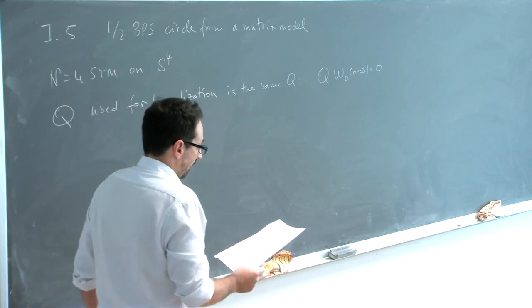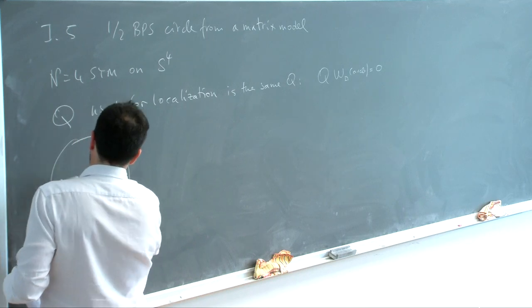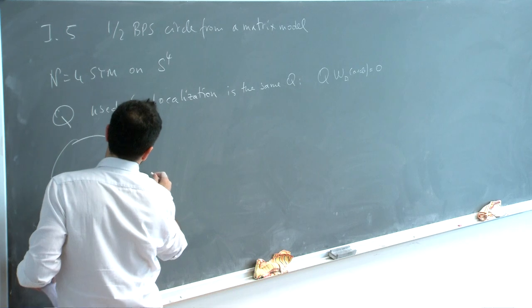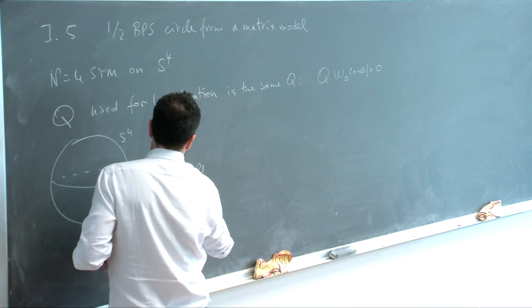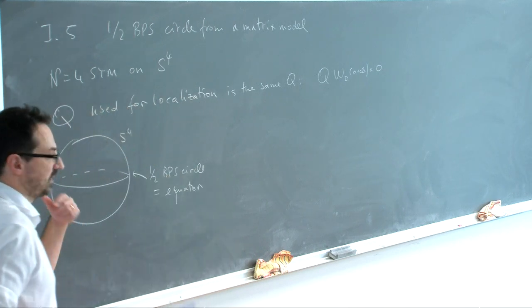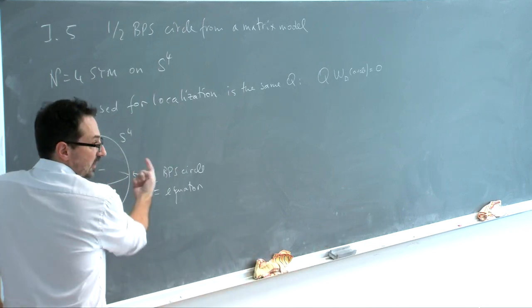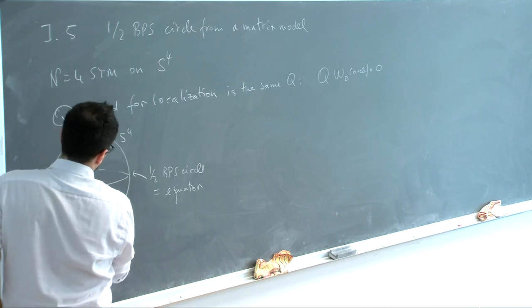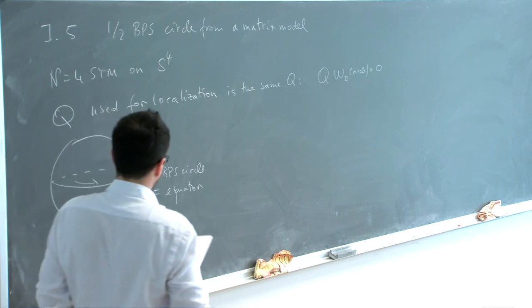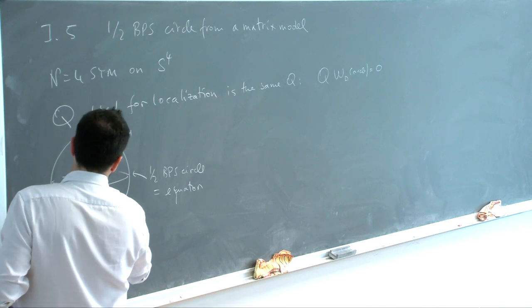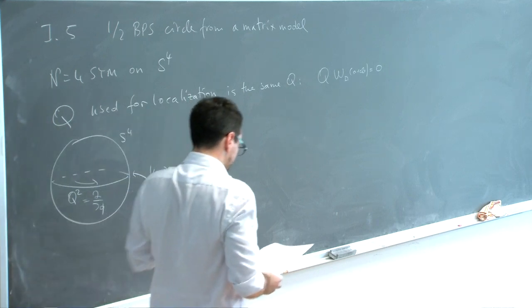That Francesco was talking about. Yeah, so to be precise, I take my circle to be the equator of a sphere. So this is the 1/2 BPS circle, equal to the equator. And if you remember, Q was some fermionic symmetry squaring to a bosonic symmetry. And the bosonic symmetry is precisely the isometry along this circle. So I'm moving in this direction, OK? So Q squared is essentially d/dphi, the isometry along this equator.